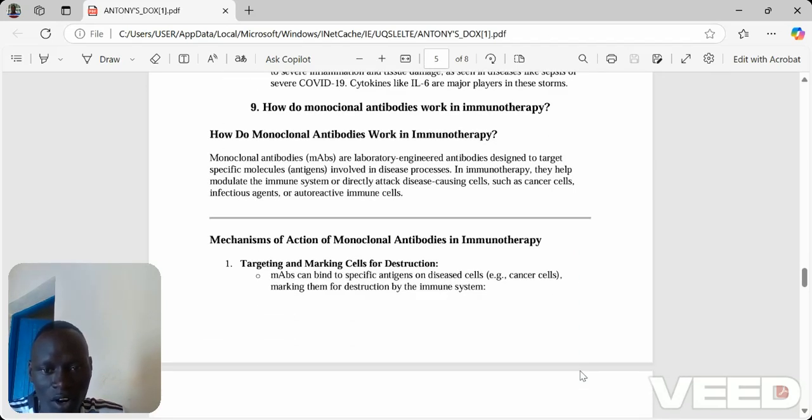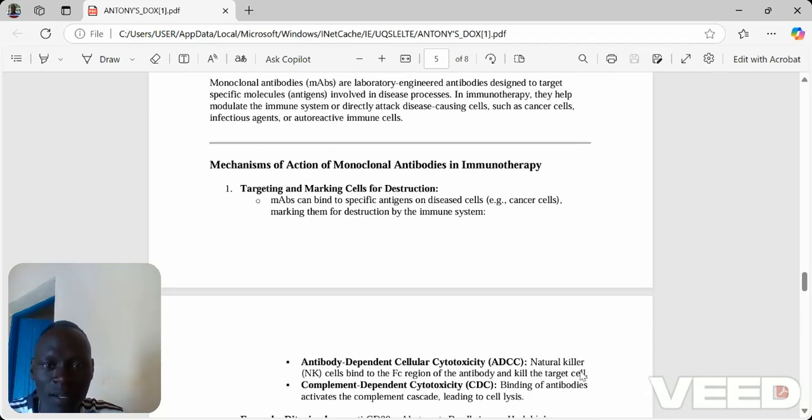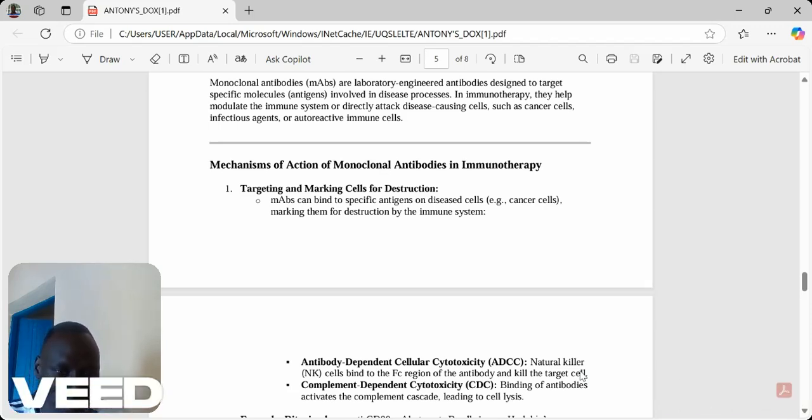Mechanisms of action of monoclonal antibodies in immunotherapy. One, targeting and marking cells for destruction. MABs can bind to specific antigens on disease cells, for example cancer cells, marking them for destruction by the immune system.